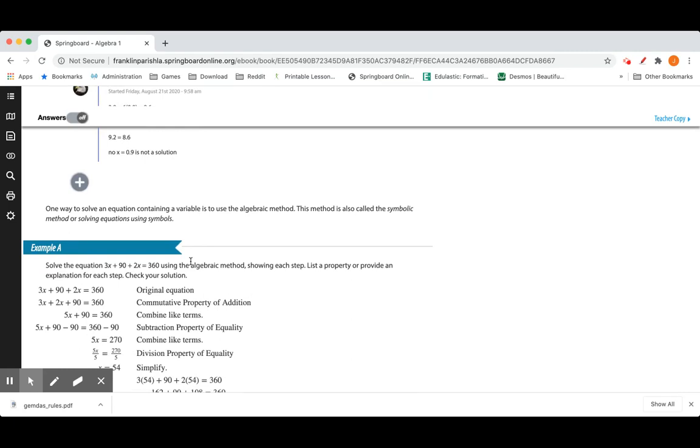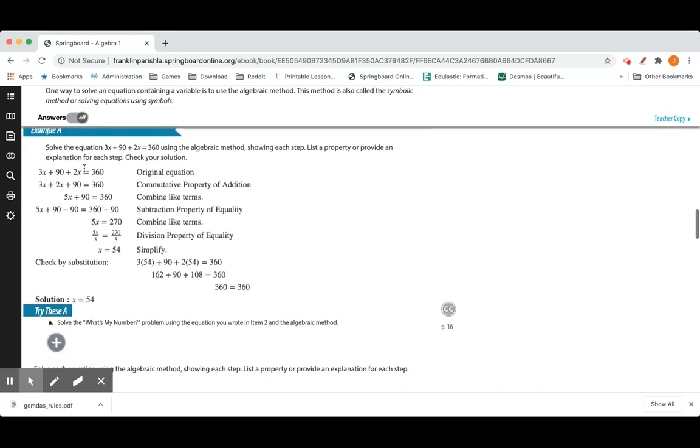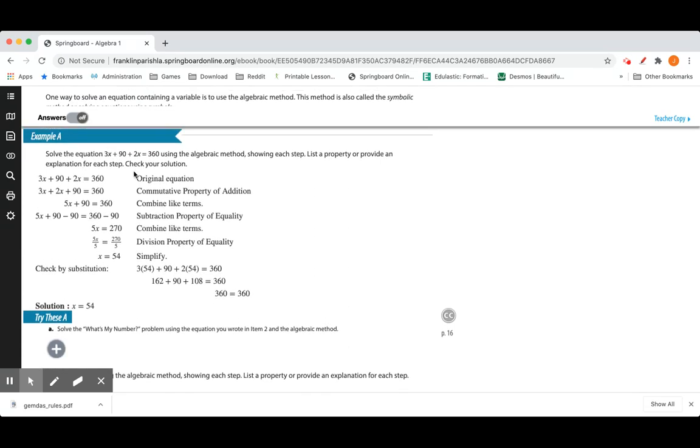One way to solve an equation containing a variable is to use the algebraic method. This method is also called the symbolic method, or solving equations using symbols. Example A. Solve this equation, 3x plus 90 plus 2x equals 360, using the algebraic method, showing each step and listing a property or providing an explanation for each step.